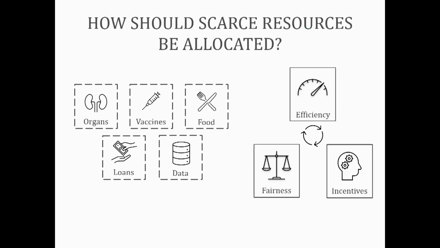So the work that I do and the work that my group does can be put under a very broad umbrella of trying to answer the question of how you should allocate limited resources. This could be organs, vaccines, food, loans, data, ads. I can put a lot of things under this umbrella, and I'm interested in many of these things.